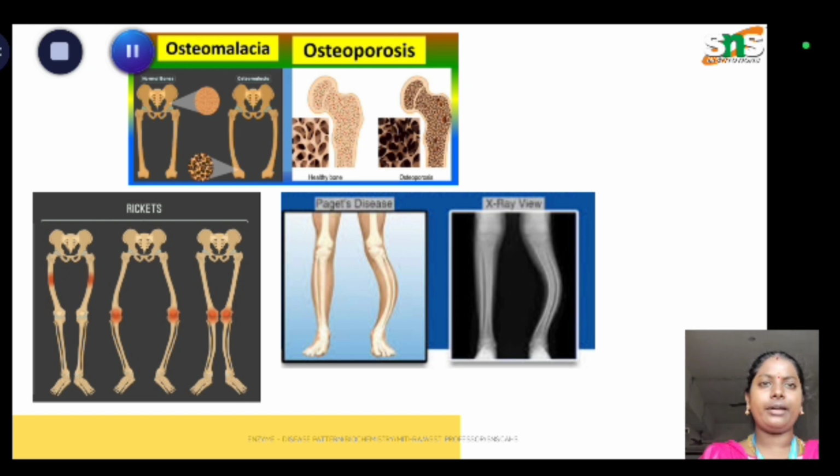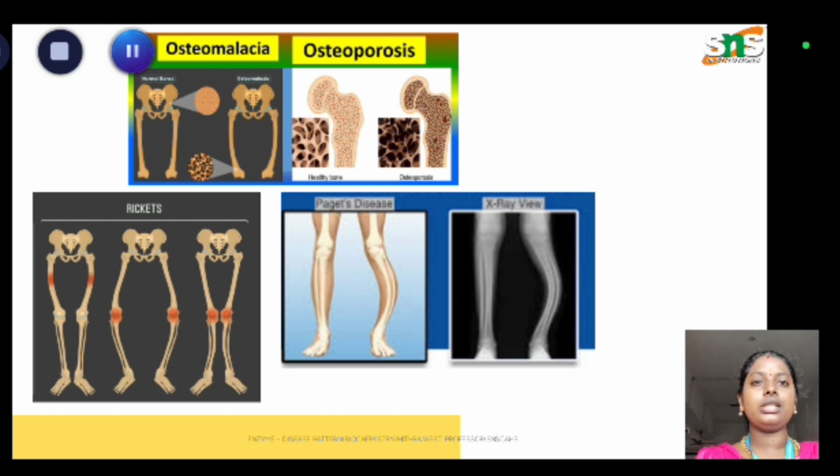And in the pictorial representation you can see an osteomalacia patient. Osteomalacia mainly affects adults, whereas rickets mainly affects children. Osteomalacia is the softening of bones. Osteo means bone, malacia means softness. The bone softening condition is osteomalacia, and in osteoporosis the pores become spongy and the bone also becomes spongy, and there is a loss of strength.